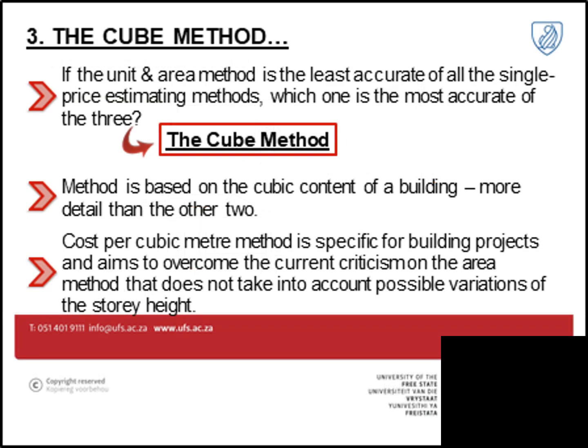If the unit or area method is the least accurate of all the single price methods, which one is the most accurate? Okay, it is the cube method, because you're now adding another parameter. So the more parameters you add, the more accurate your estimate can become. But as mentioned, this is not without its downfall, because you have to apply your mind whenever you do use the unit method, because it really does differ from project to project.